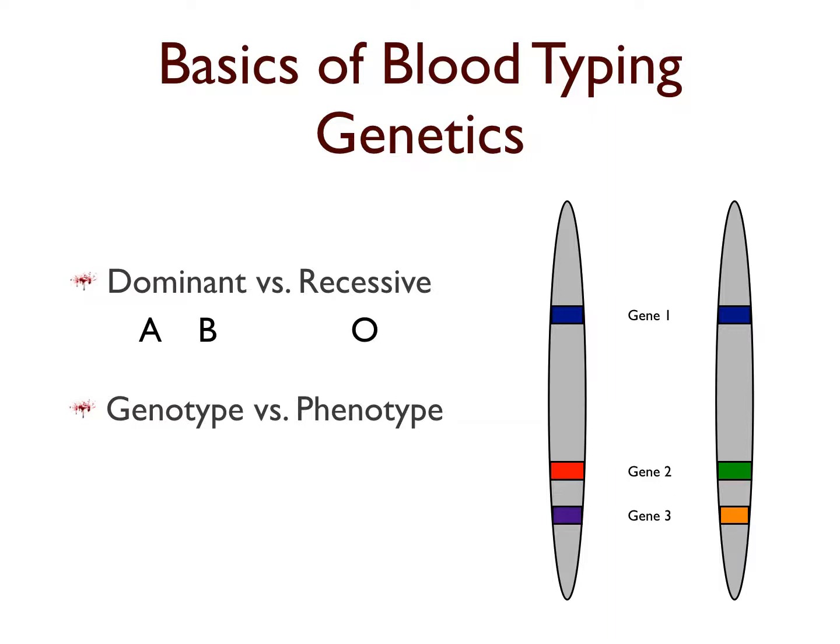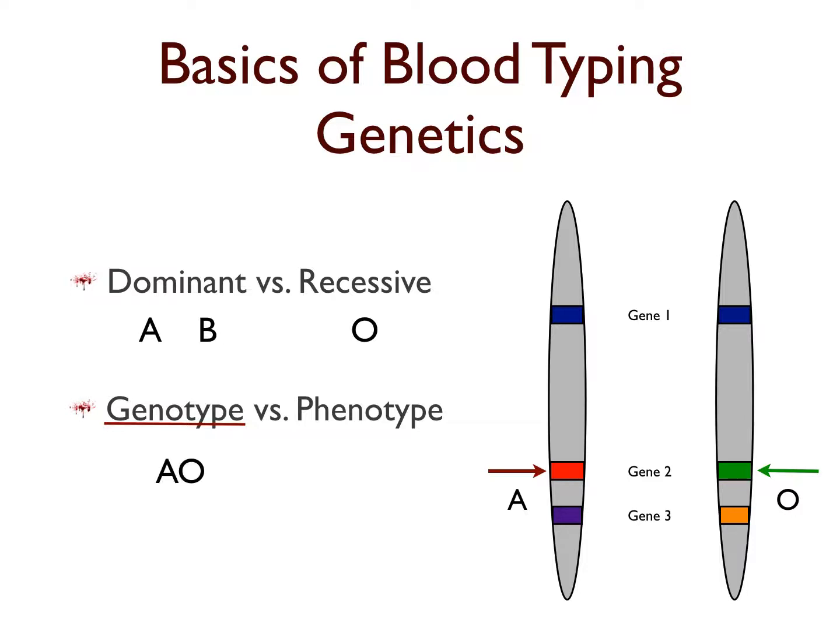So again, let's assume that gene 2 is the gene that determines your blood type. Again, we have two different versions of this gene. So let's say that this copy of gene 2 is from your dad, and it's the A allele, and this copy of gene 2 from your mom is the O allele. So you have one A allele and one O allele. Okay, this combination of alleles is called your genotype and can simply be written AO.